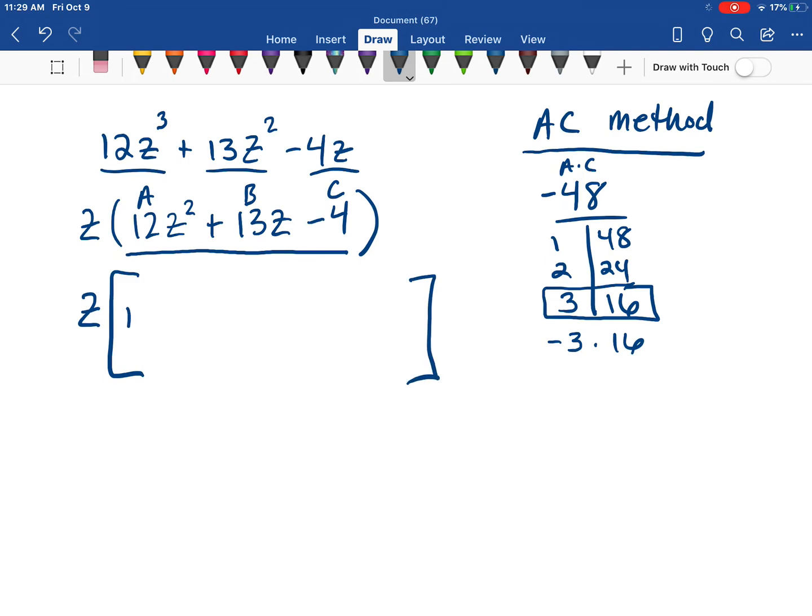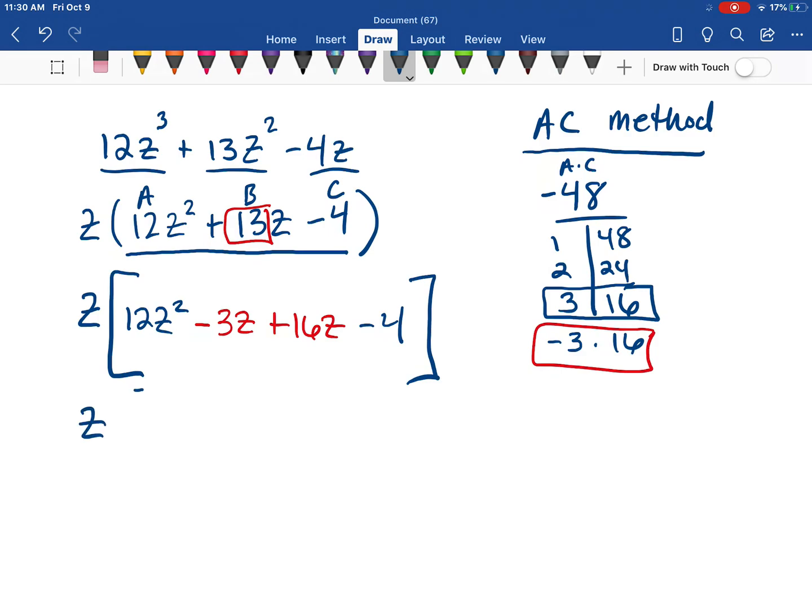So now I'm going to rewrite 12z squared, and with this combination I'm going to rewrite the 13z. Instead of leaving it as 13z, I'm going to rewrite it as minus 3z plus 16z minus 4. So I just rewrote 13z as a minus 3z and a plus 16z to get that combination. Again, I'm going to keep bringing down this factor off to the side that we already pulled out. Now I'm going to use the grouping method.